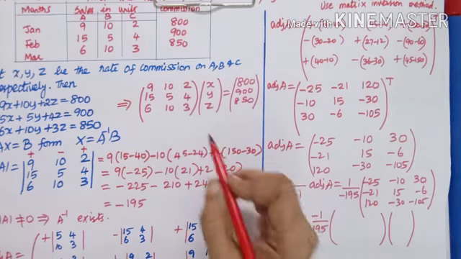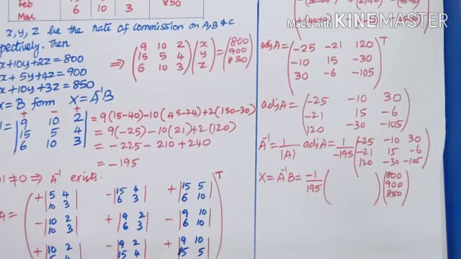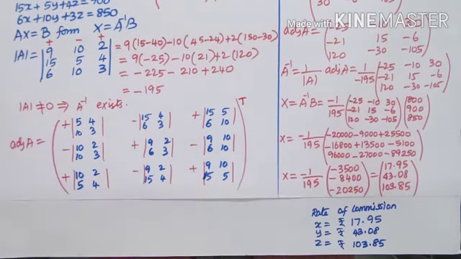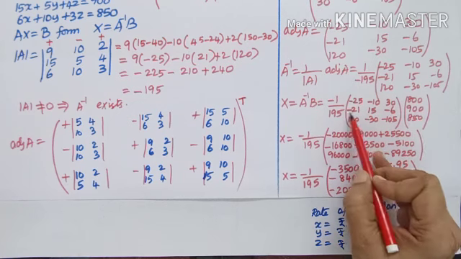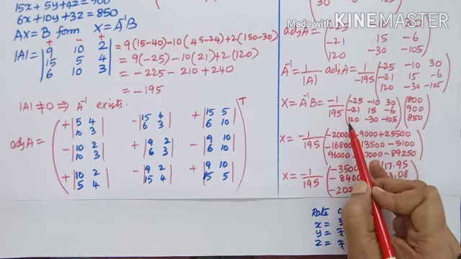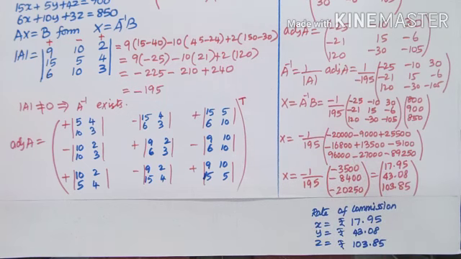What is B matrix actually? The right hand side, 800, 900, 815. How will you multiply? Rows by columns. First row by first column, second row by first column, third row by first column. So we have multiplied and filled here.